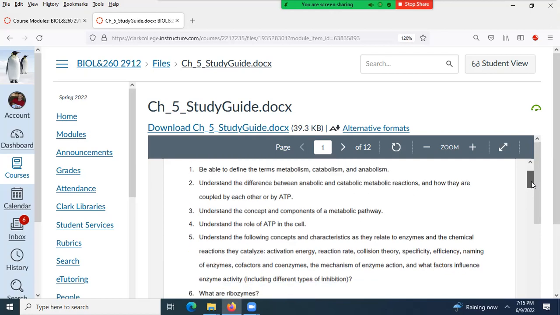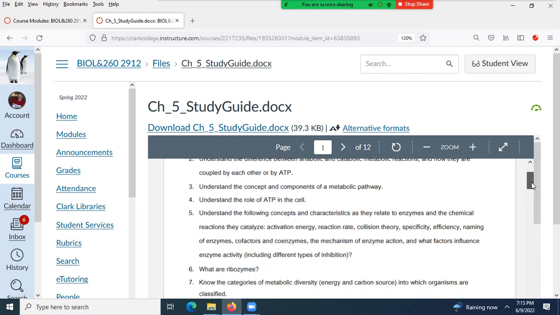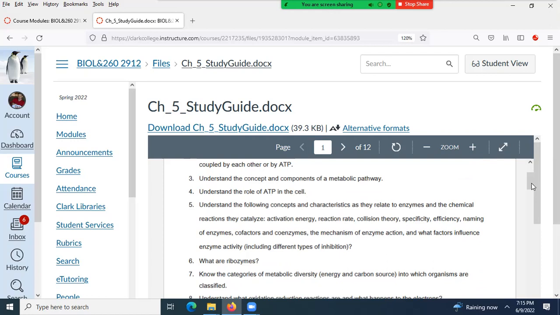Understand the concept and components of the metabolic pathway. Understand the role of ATP in the cell. Generally, whenever the cell wants energy to do something, it gets that energy from ATP. So ATP we call the energy currency in the cell.